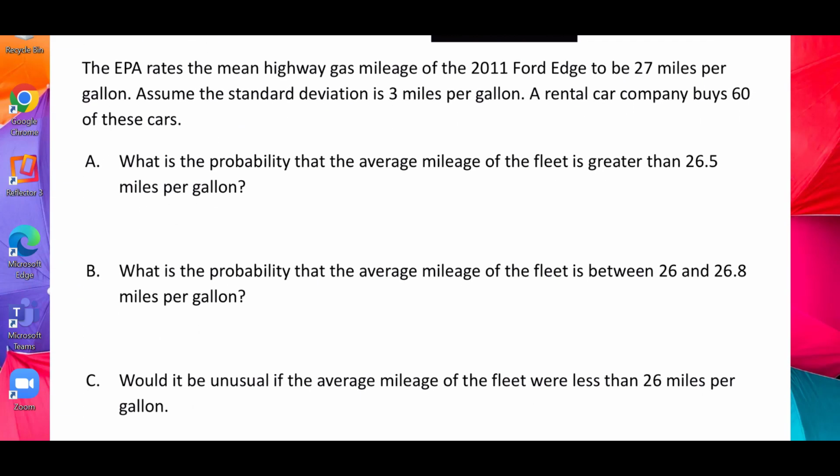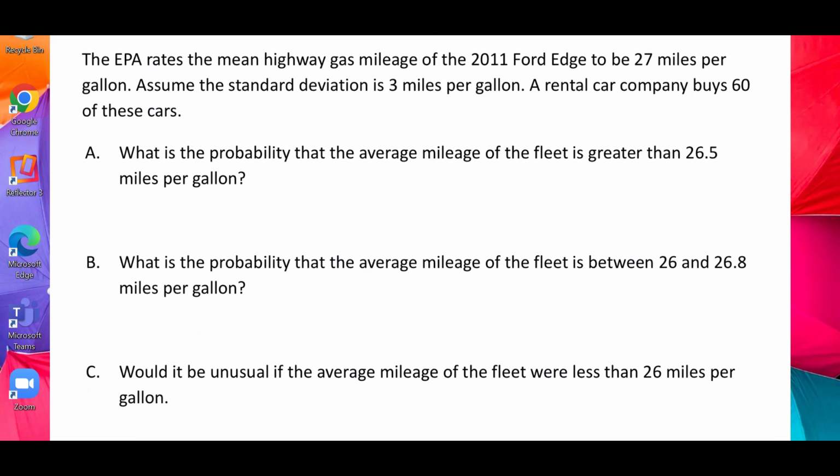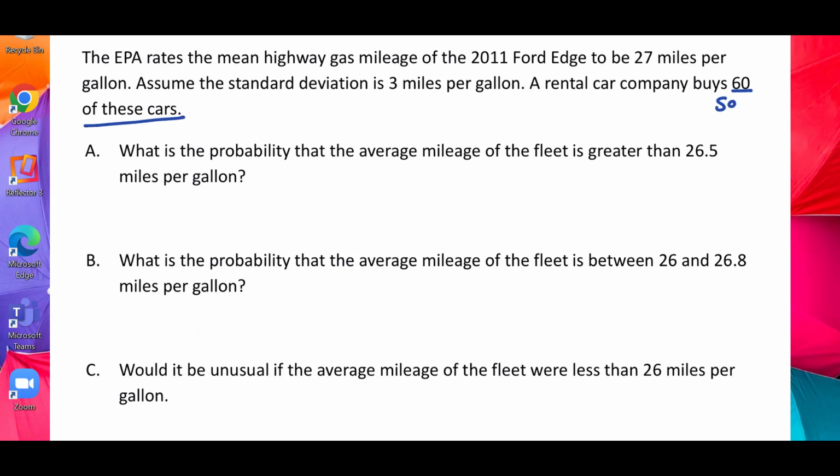The EPA rates the mean highway gas mileage for a 2011 Ford Edge to be 27 miles per gallon. Assume the standard deviation is 3 miles per gallon. A rental car company buys 60 of these cars. Here's your sample. So what's the probability that the average mileage of the fleet, the cars in the sample, is greater than 26.5? So again, the mean goes in the middle, which is 27. 26.5 is somewhere over to the left, and we want the probability that it's greater.